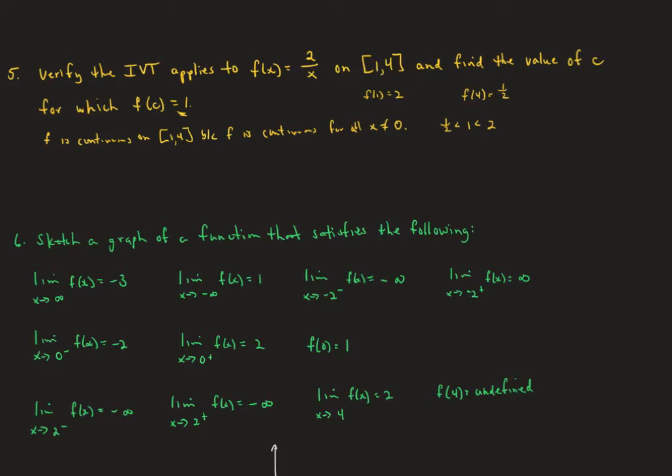So then what we're going to do is take our function 2 over x and set that equal to 1, because that's our k right here, and we're going to solve this for x. If we multiply that x to the other side, we get that x equals 2. So our value for c is 2, and that will make our function equal to 1, and that is in our interval from 1 to 4. Okay, so the intermediate value theorem is a theorem about continuity.